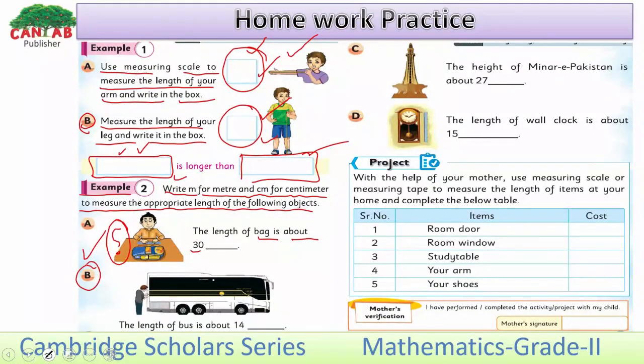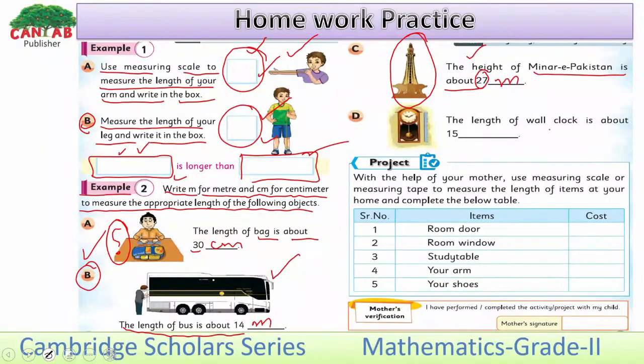In part B, the length of the bus is about 14. This can be written in meters. Here it will be centimeters. So the height of Minar-e-Pakistan is about 27. We cannot write it in centimeters. If we write in centimeters, the centimeter is a very small unit, but the meter is a large unit. So we measure the height of Minar-e-Pakistan in meters.